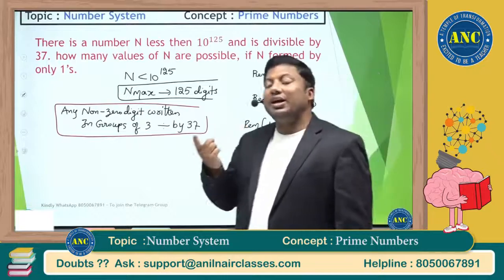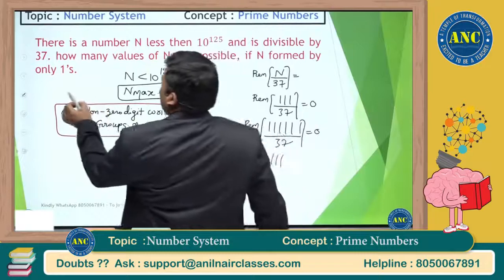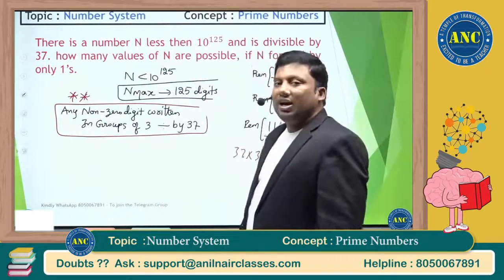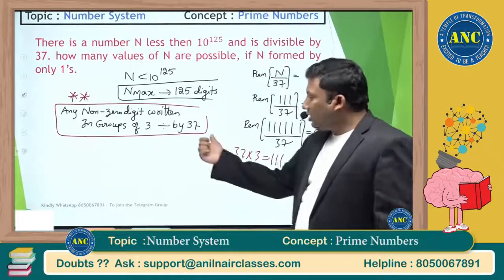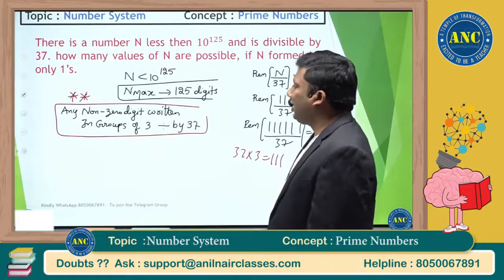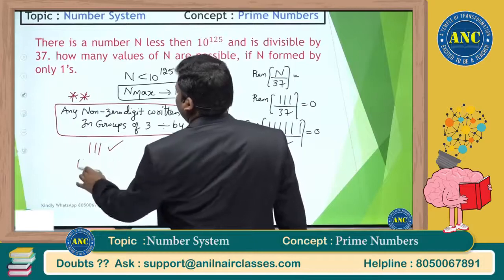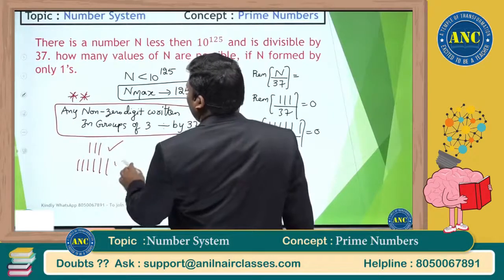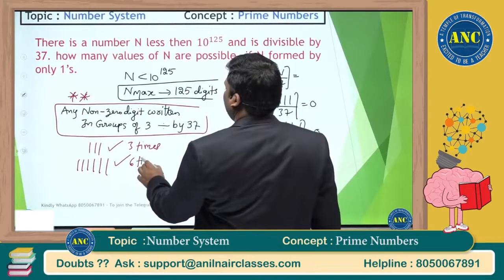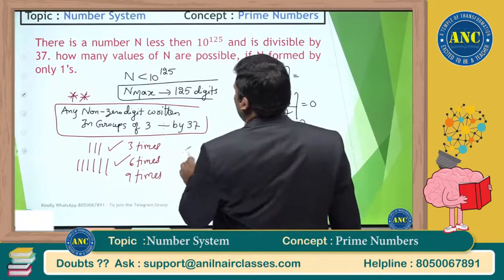So don't take it in a hurry as 36 times. For 37, this is a very, very important property. Any non-zero digit written in groups of 3 is not 36 times. Even for a group of 3, I will get the answer. So these are divisible by 37. 3 times it is divisible, 6 times it is divisible, 9 times it is divisible, 12 times it is divisible.